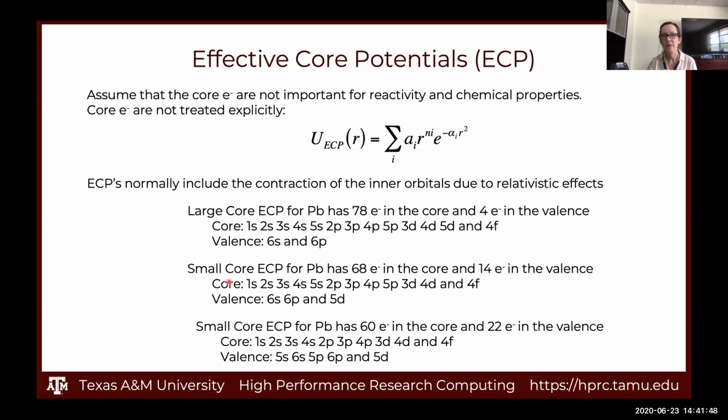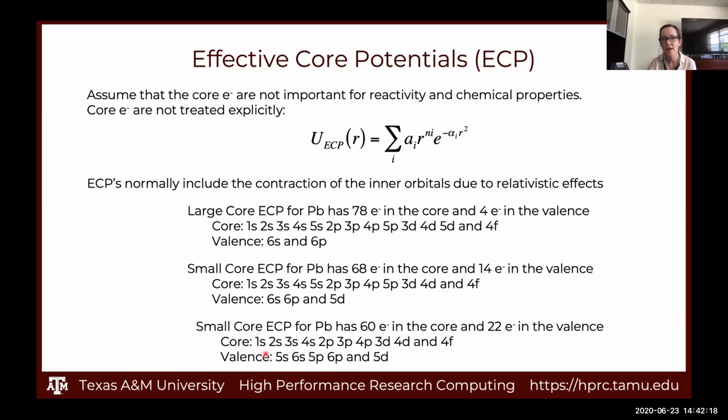Generally, you want to use something like a smaller core ECP. There's a couple of them available for lead since it's quite heavy. This small core ECP would have 68 electrons in the core and 14 in the valence space. So we now would have the 6s, 6p, and the 5d in the valence space. This other small core ECP would have 60 electrons in the core, and 22 in the valence space. So you'd have the 5s, 6s, 5p, 6p, and the 5d available.